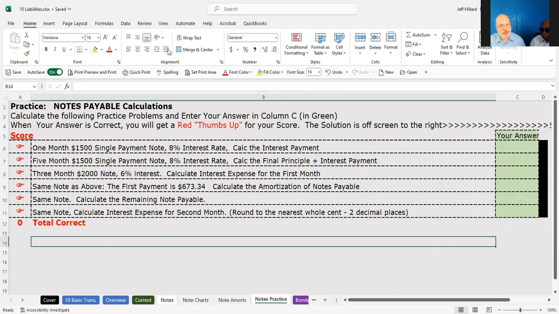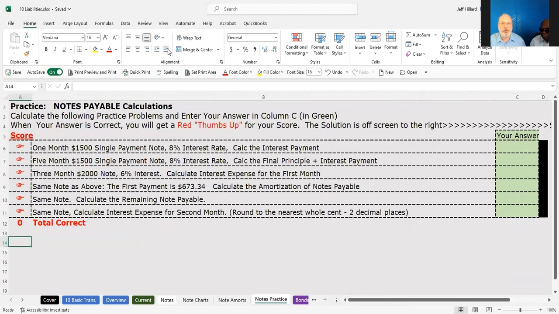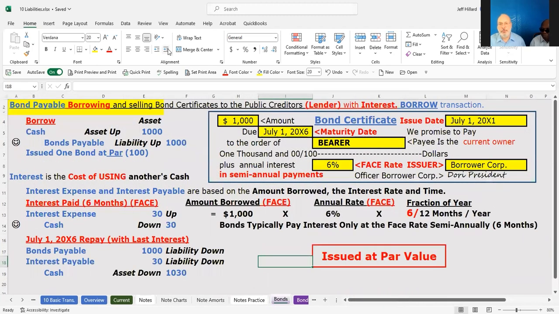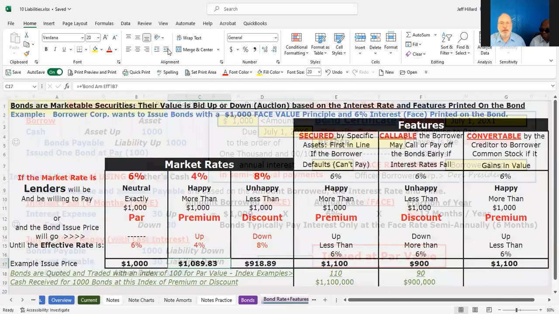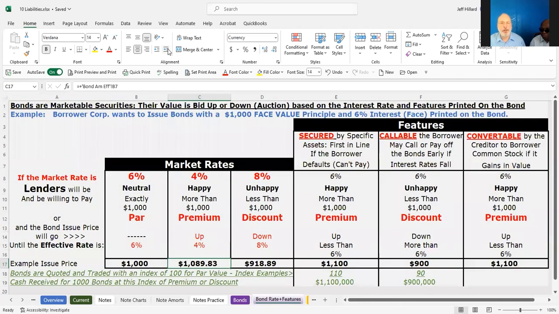And then we're going to give you a notes payable practice, calculations, and your solutions are over here to the right if you need them. Then we're going to repeat that with bonds payable. We're going to start out with a bond certificate and show you how they are similar and what the differences are. This is issued at par value. Then we're going to talk about what the market rates and features could make them issued at a different rate and how that works conceptually.